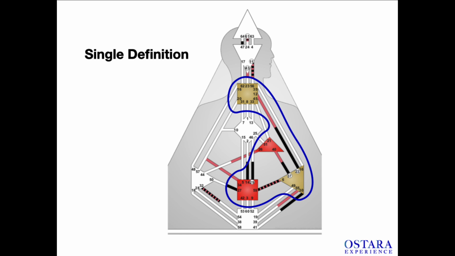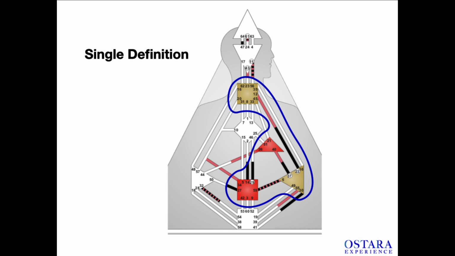So the sacral down at the bottom is connected to the emotional solar plexus here on the left, which is connected to the will center. Okay, so those are all connected. And then that emotional solar plexus is also connected to the throat. So all four of those centers are connected to each other.